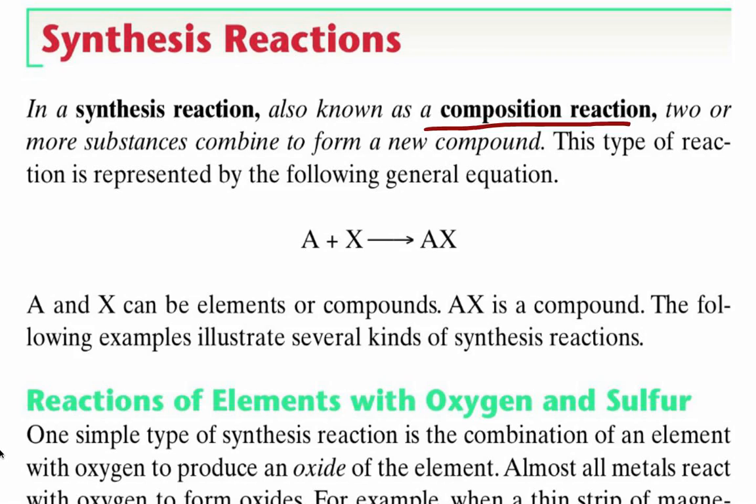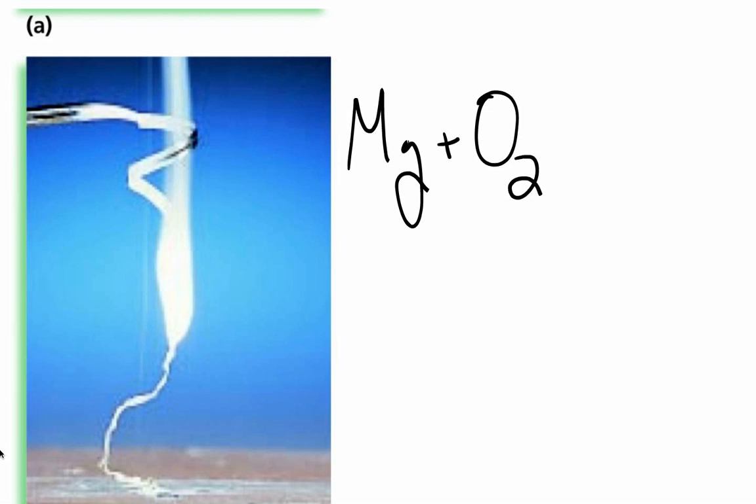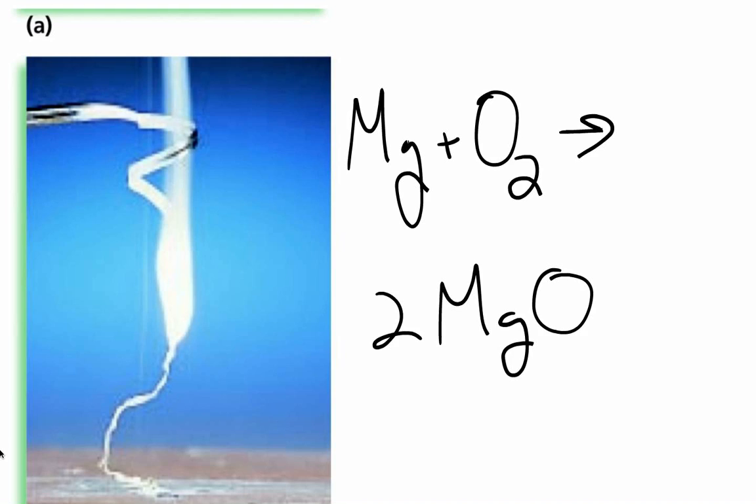Synthesis is a hard word for me to say, obviously. But what it means is we have two things coming together to make one thing. Typically, we have a reaction like this. Kind of our classic example that we looked at in class is magnesium and oxygen, O2. Magnesium and oxygen come together, we make magnesium oxide. I'm going to balance that equation. This is a synthesis reaction. We have two elements coming together to make one.